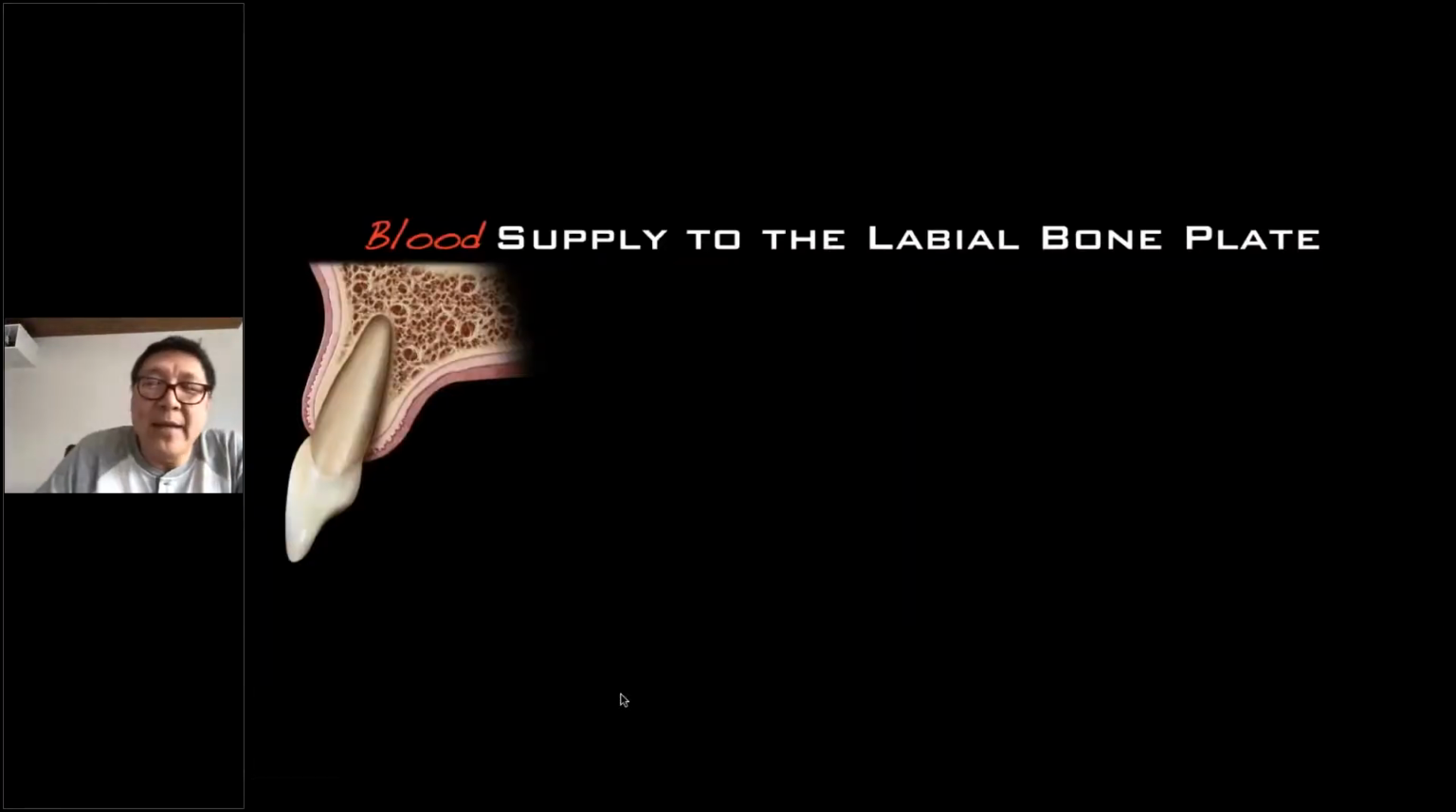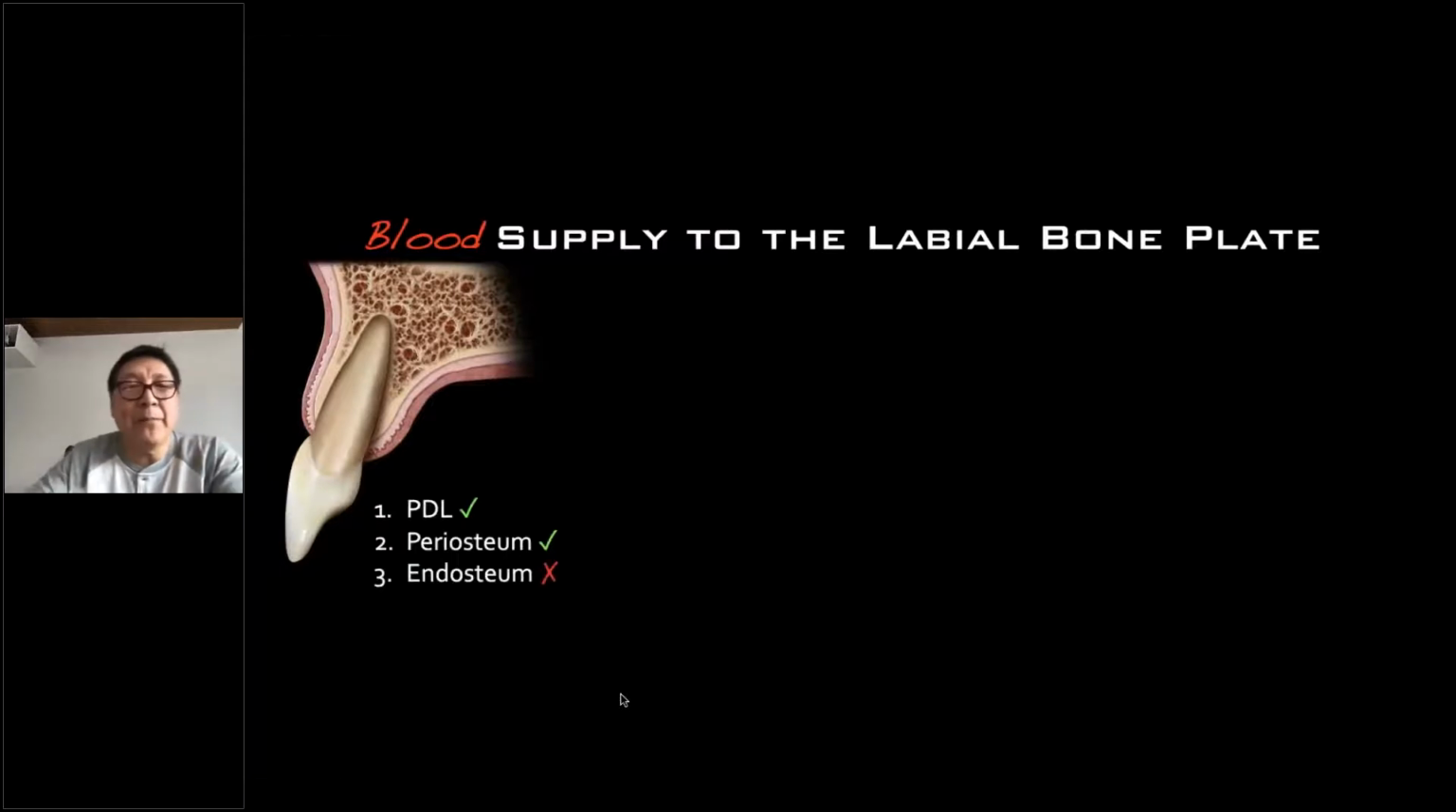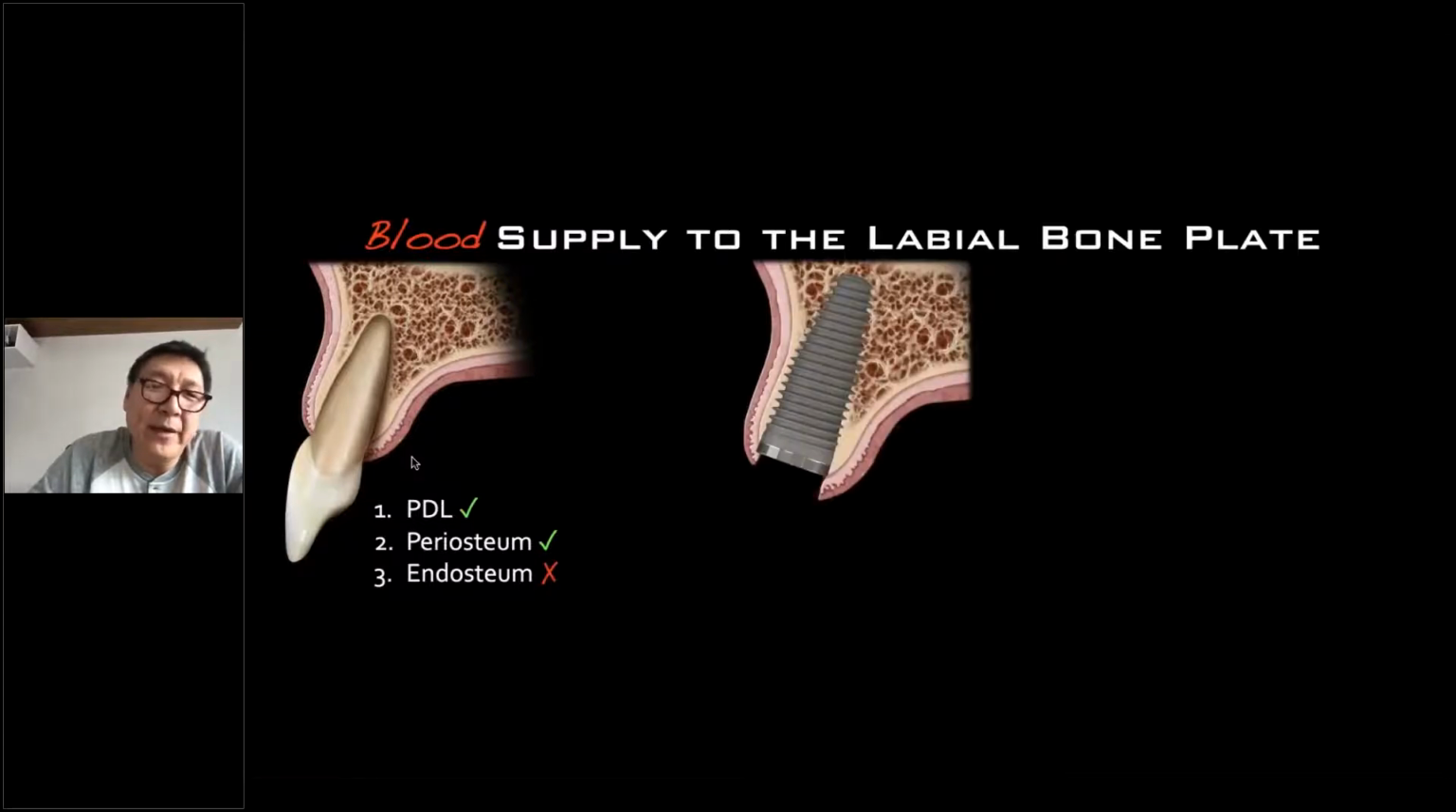Well, the bottom line is that the blood supply to the buccal plate is really from three sources. It's the periodontal ligament, periosteum, and endosteum. The reason why a tooth has a very thin buccal plate associated with it is that the tooth has the periodontal ligament. And the problem is that when we extract the tooth, you no longer have the periodontal ligament as a source of blood supply.